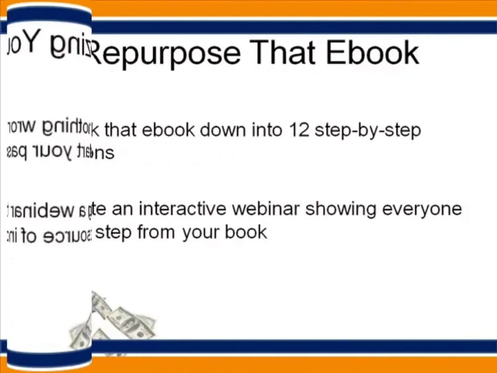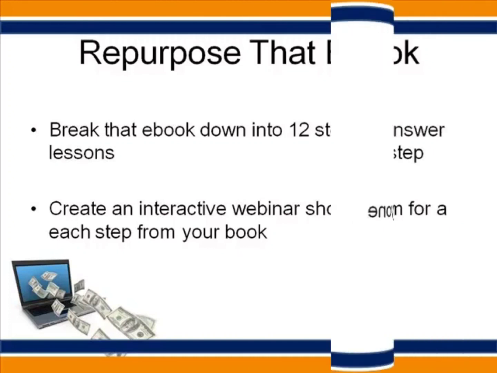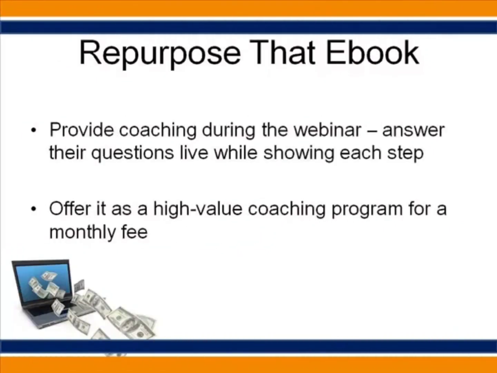Here's a better model. Create your ebook, or better yet, take the ebook you already lost money creating. Break it down into 12 sections and create step-by-step lessons from its packages. Create an interactive webinar where you literally walk attendees through every process you're talking about in your book, providing them with coaching. This is the chance to ask questions and get answers during the webinar. Offer it as a high-value coaching program with a recurring monthly or weekly fee.